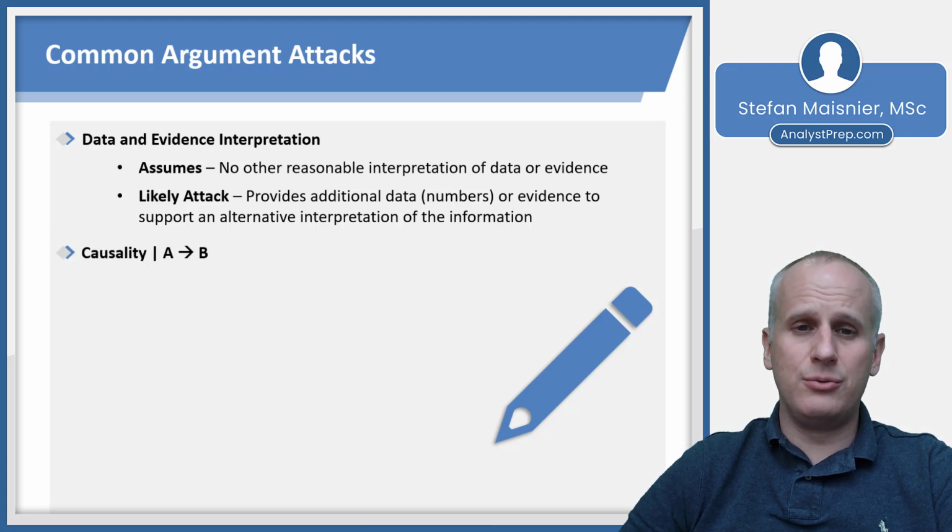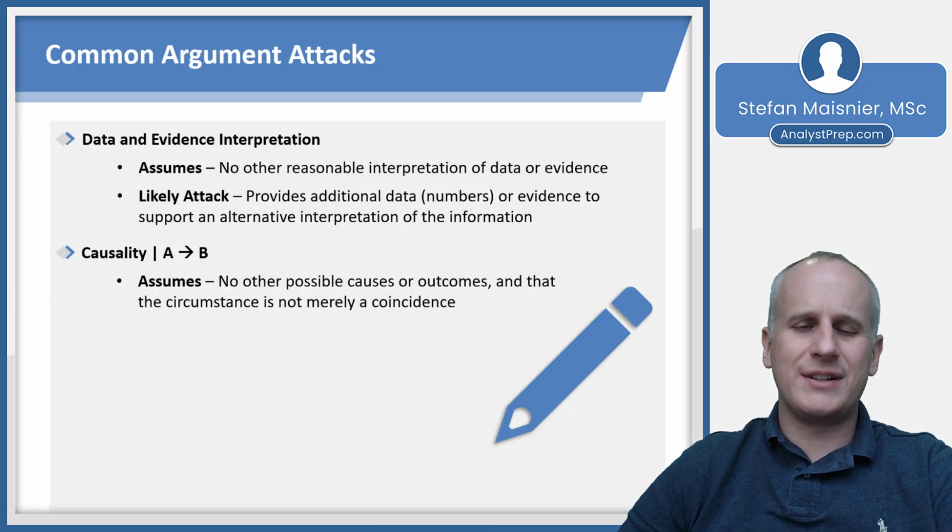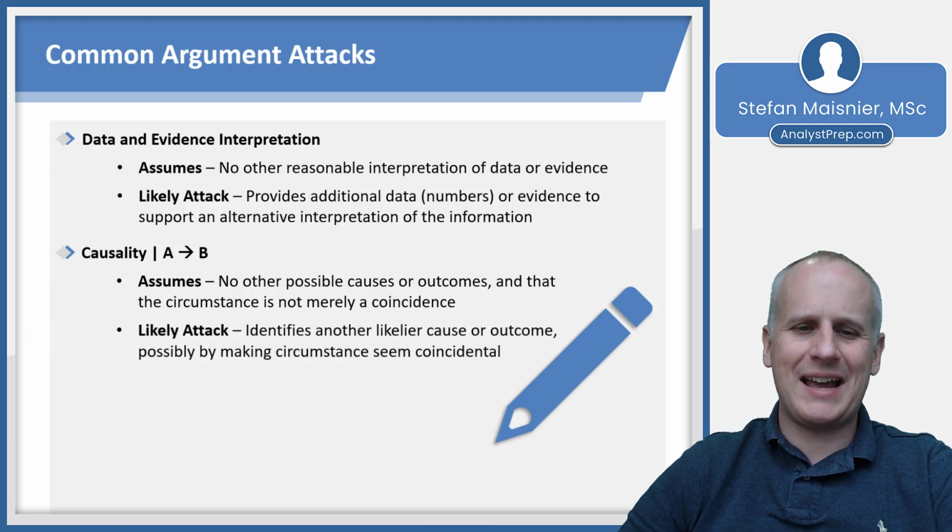Now, the last two common arguments are the most likely ones that you'll see on the exam, and just about everything that we've listed so far can be categorized as a causality if we really want to, and aren't going to be as specifically focused on the type of evidence presented. But a causality just means that A led to B and that there are no other possible causes or outcomes, and the circumstance is not merely a coincidence. So the likely attack here should identify another likelier cause or outcome, possibly by making the circumstance seem coincidental.